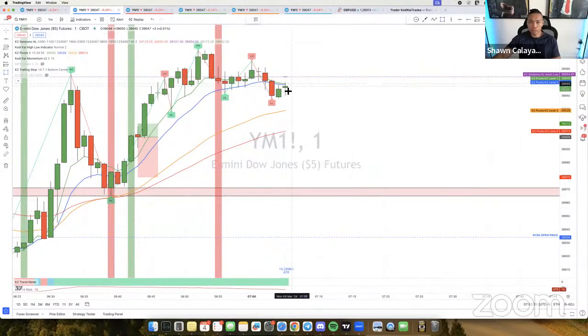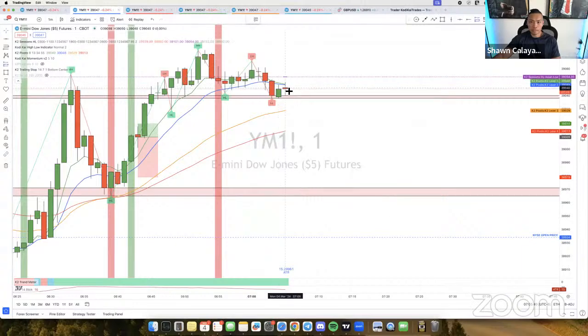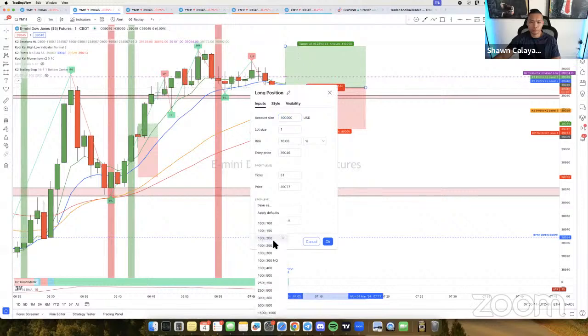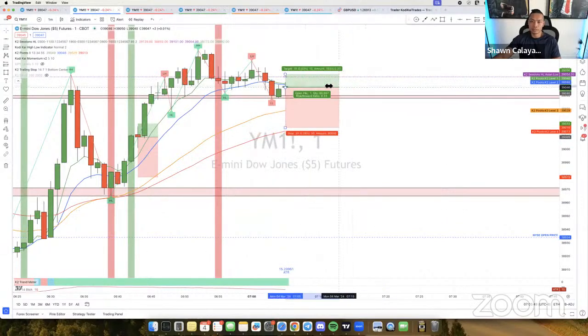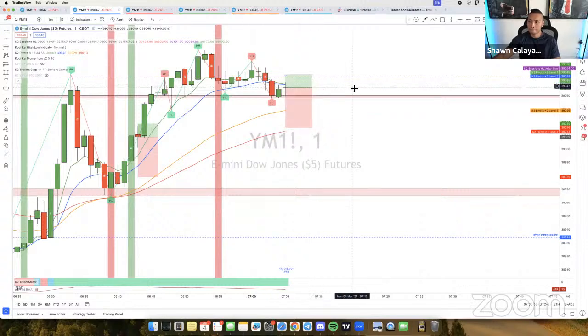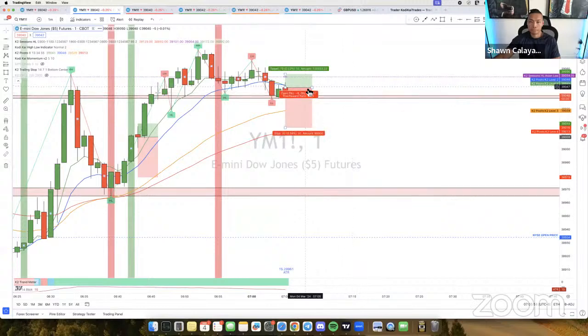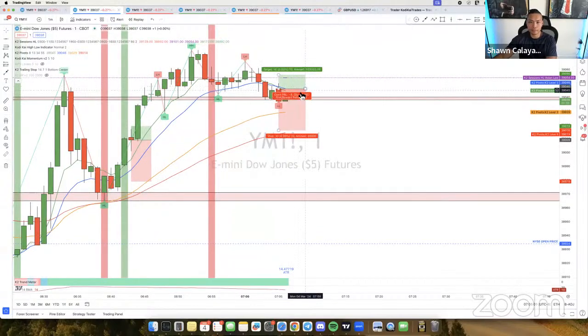It is a double wick rejection right here. Pending buy signal. The only problem is that it's right at the sessions again. So the TP would have to be at the session, but it's right there. So odds of it working out are probably likely, but because it's at the sessions, it's probably going to get manipulated around the area and go back and forth.